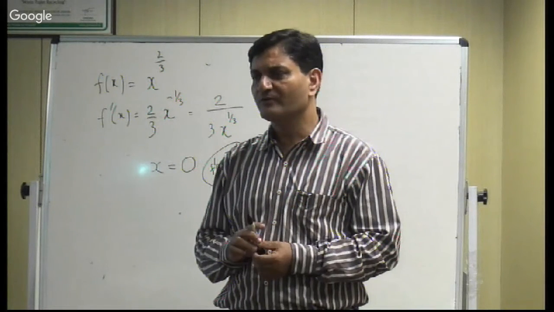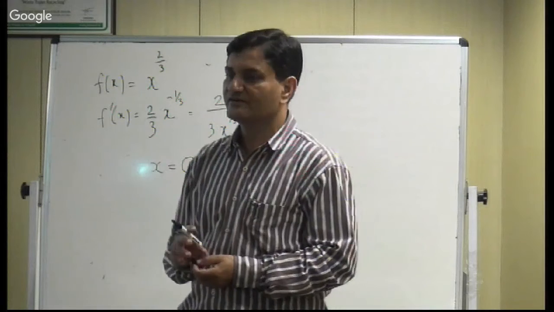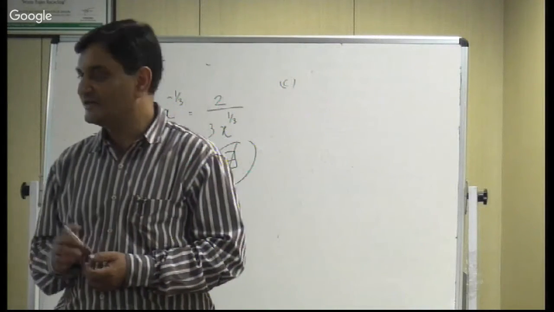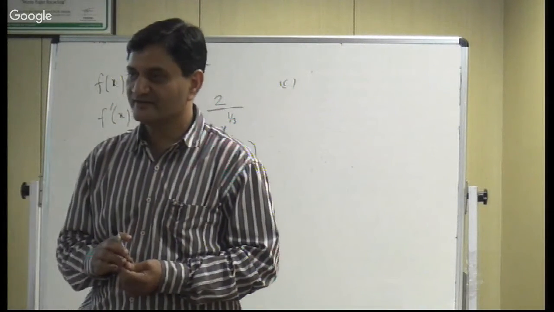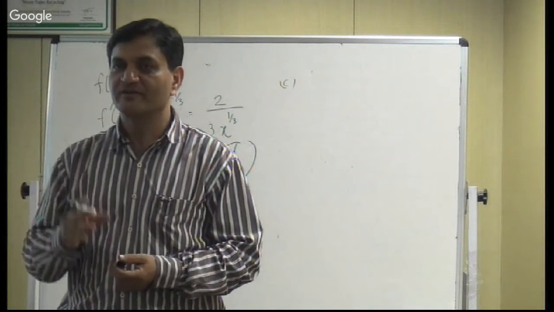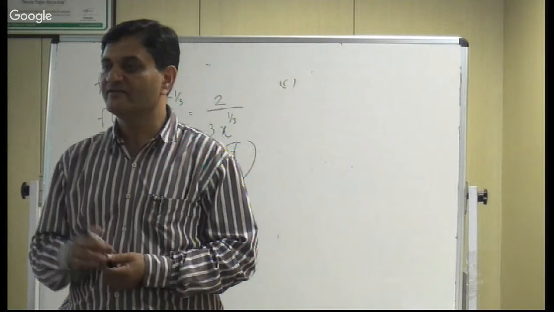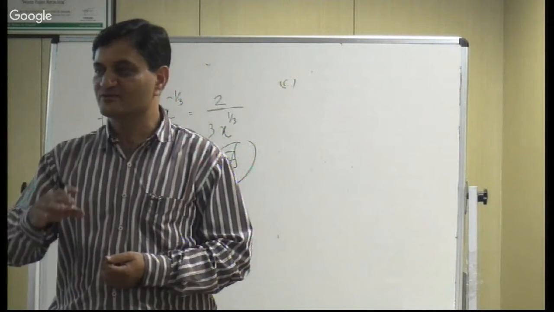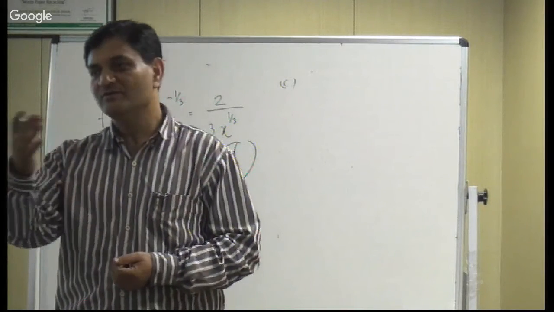Why? We can take a cube root of a negative term. What is cube root of 8? It is 2. And what is cube root of minus 8? Minus 2. Cube root of a positive number is positive and cube root of a negative number is negative. Why is cube root of minus 8 minus 2? Because minus 2 cubed will give you minus 8.